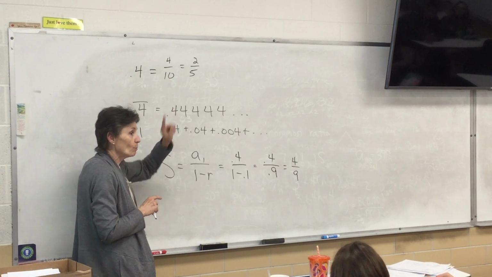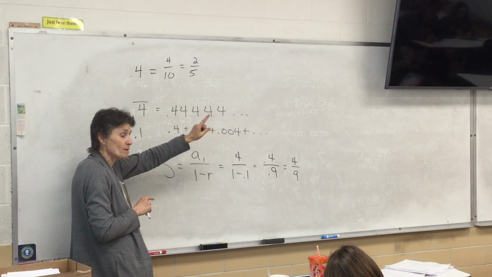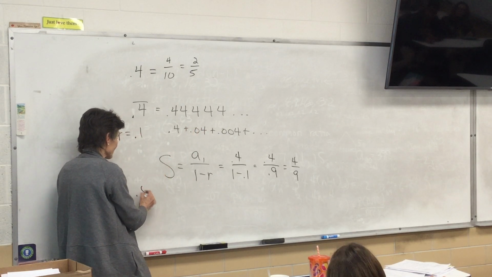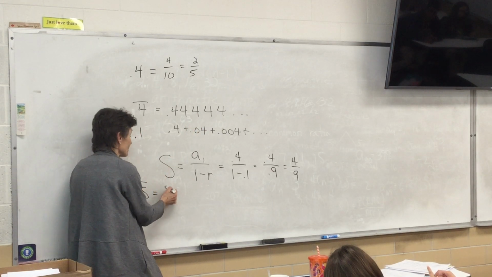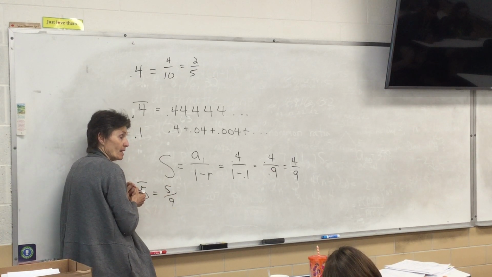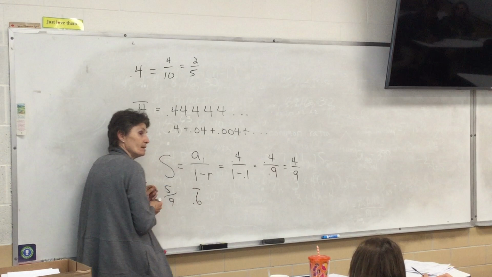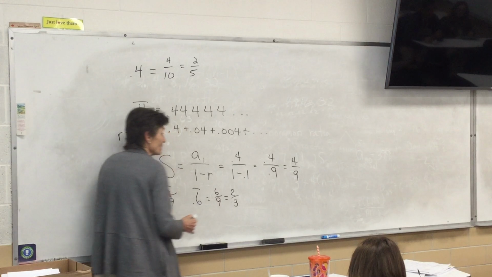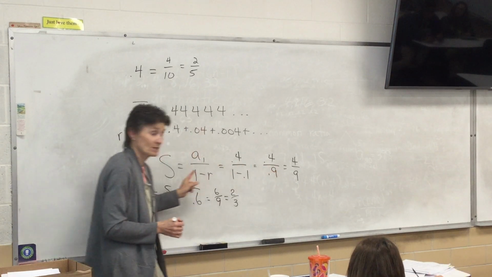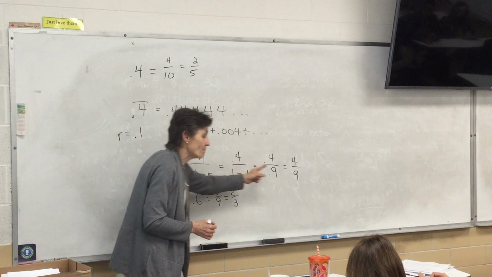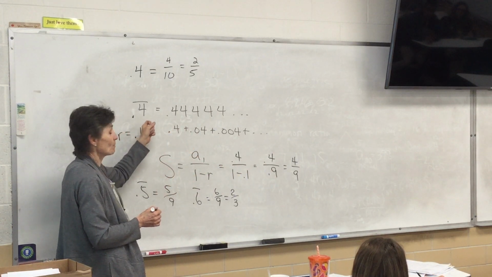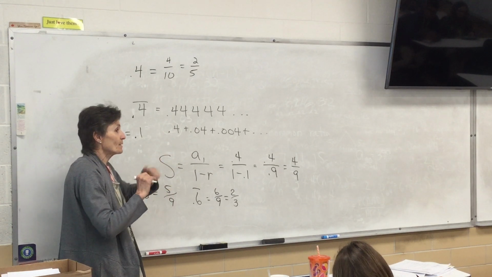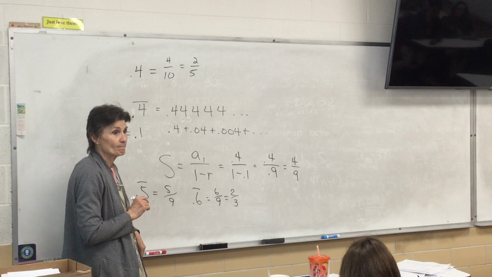Now, I know we discussed this. Those of you that took summer math with me way back in the day, we talked about this. If you have repeating 5s, that's going to be 5/9. If you have repeating 6s, that's going to be 6/9, which is 2/3. Here is the math behind that. We didn't talk about this back then, but this is the math behind it. When you see a repeating decimal like 0.4, 0.1, 0.6, it's that number over 9 every time.